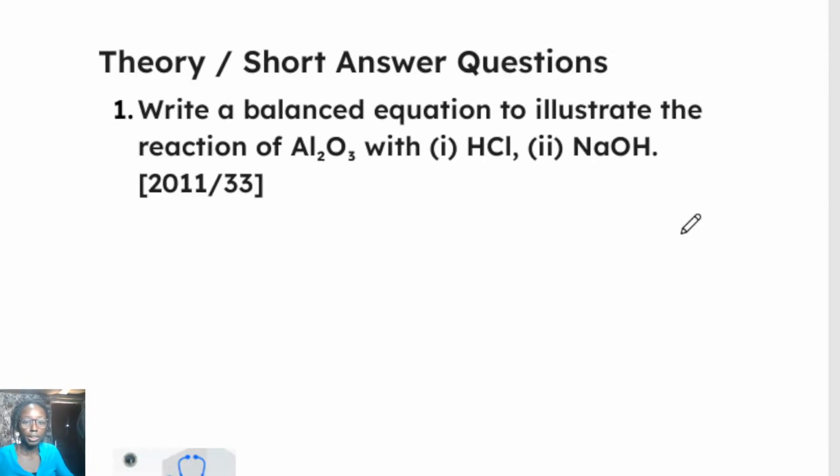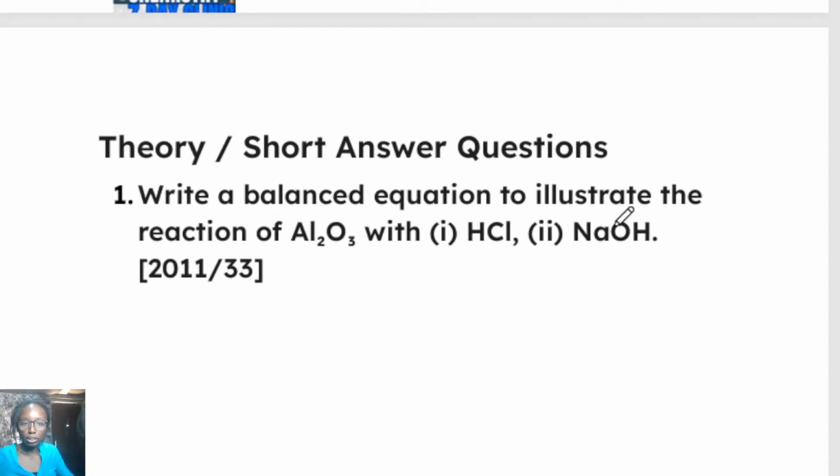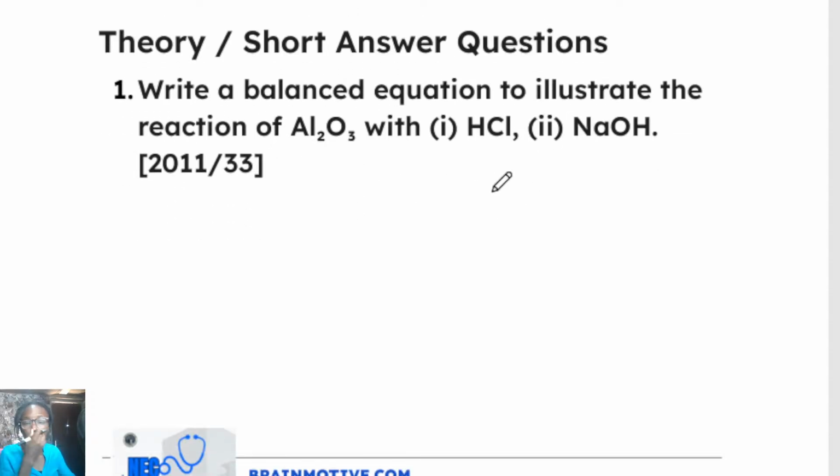Okay, now so we have some theory questions here. The first question asks us to write a balanced equation to illustrate the reaction of aluminium oxide with hydrochloric acid, and another equation with sodium hydroxide.